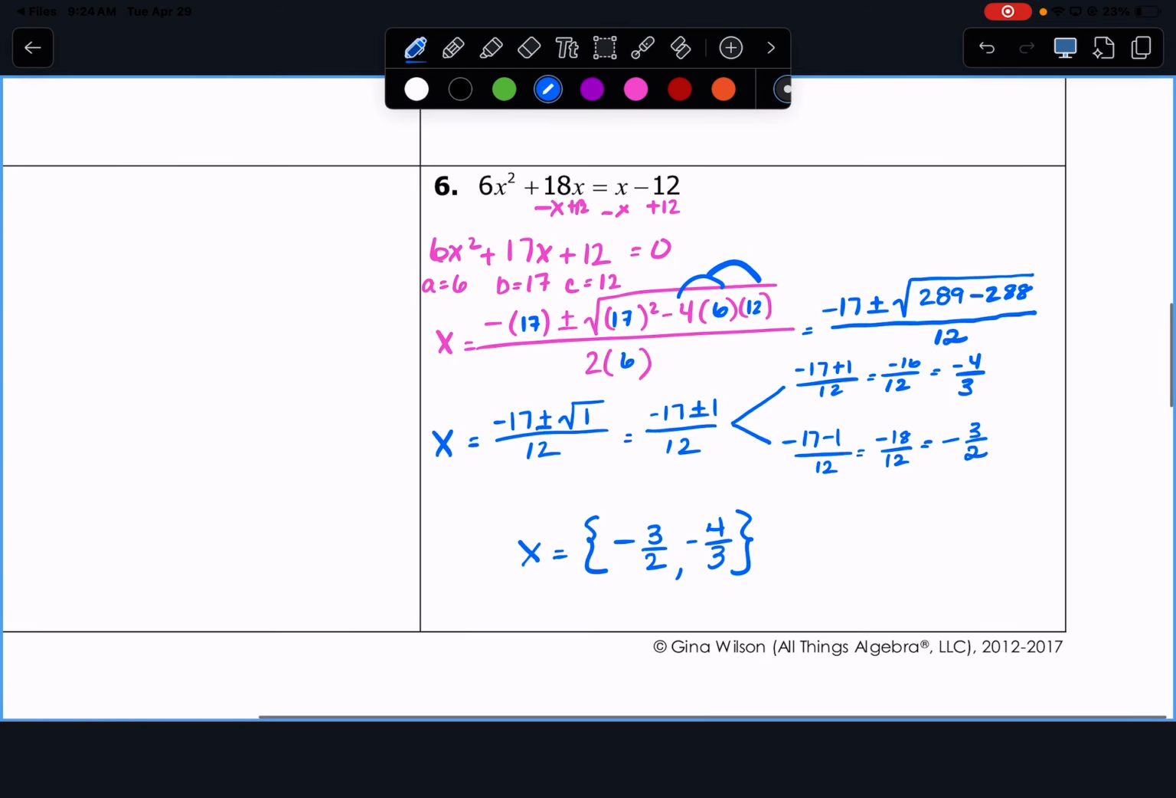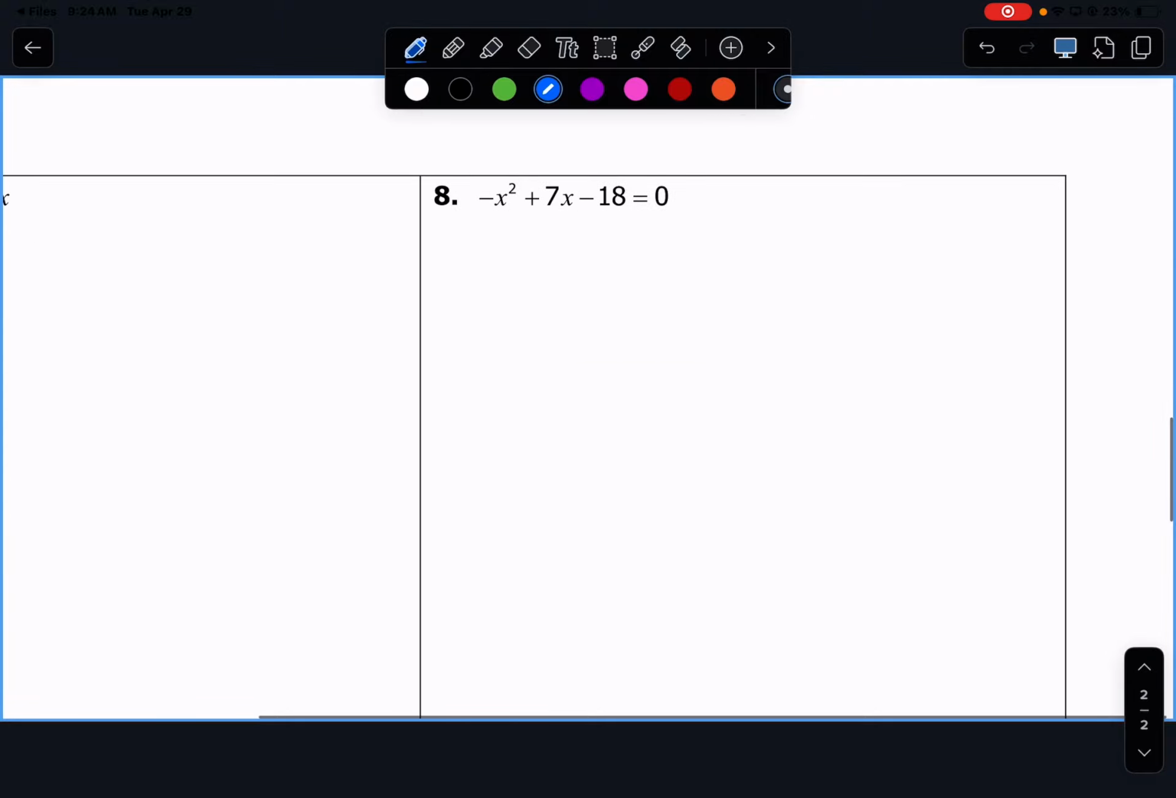All right, now, flip to the back. We are not going to do number 8, because number 8 has a negative square root. We are going to look at doing those tomorrow.